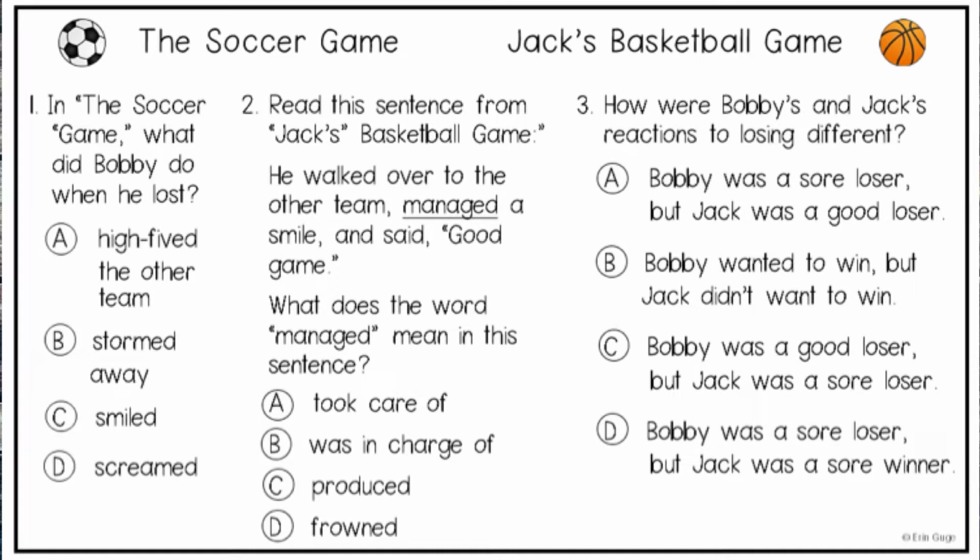Number 1. In the soccer game, what did Bobby do when he lost? A. High-fived the other team, B. Stormed away, C. Smiled, or D. Screamed. Which is correct? Yes, letter B. He stormed away.